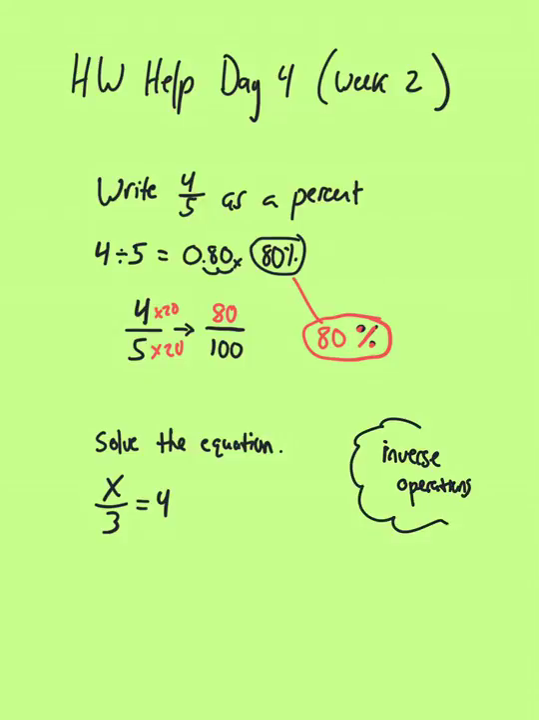Inverse operations just simply means to do the opposite. So if this is a division equation, we're going to use multiplication to solve. So what I'm going to do, to undo the x divided by 3, I'm going to multiply it by 3. That will get rid of that. And if I multiply the left by 3, I multiply the right by 3. 4 times 3. So I get x equals 12 as my answer.